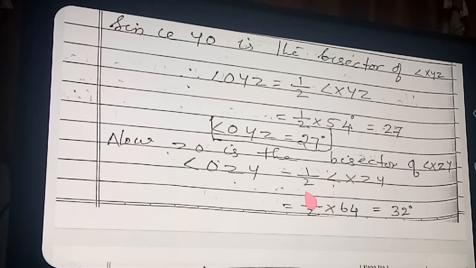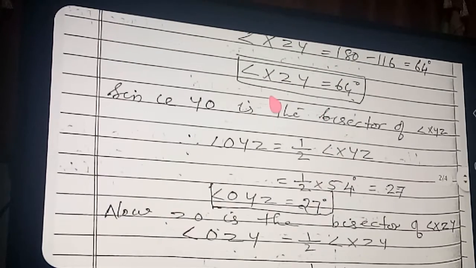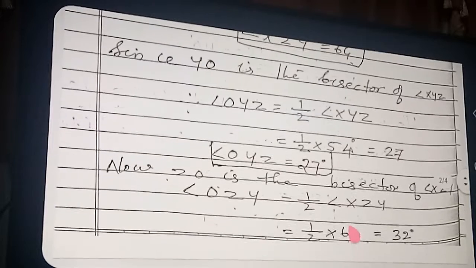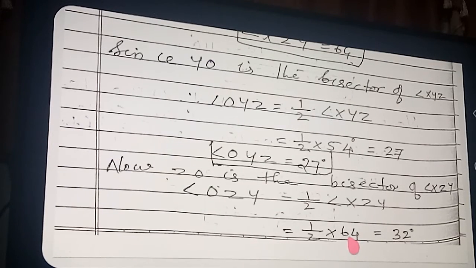So what is the value of OZY? OZY is equal to half of angle XZY. So what is the value of angle XZY? See here, XZY is 64. So in the place of XZY you apply the value 64. Half of 64, how much will come? 32. So you got one value, angle OZY is 32 degrees.